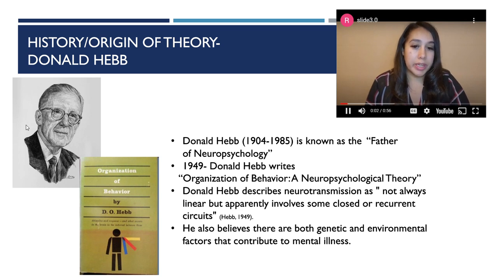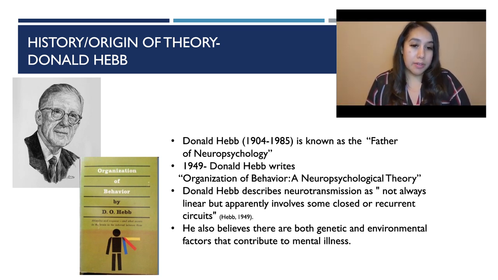Donald Hebb was born in 1904 and died in 1985. He is often considered the father of neuropsychology because of the way he was able to merge the psychological world with the world of neuroscience. This achievement was accomplished largely through his work, The Organization of Behavior. It's a neuropsychological theory that was published in 1949.